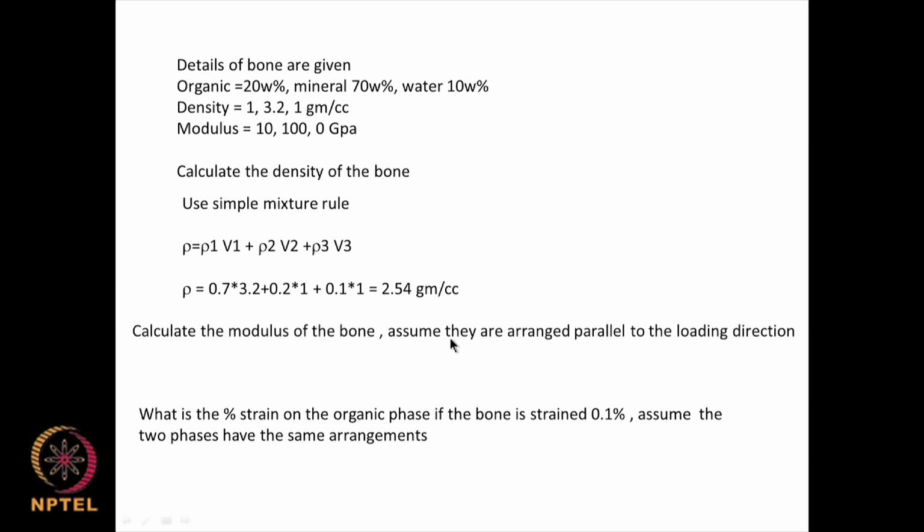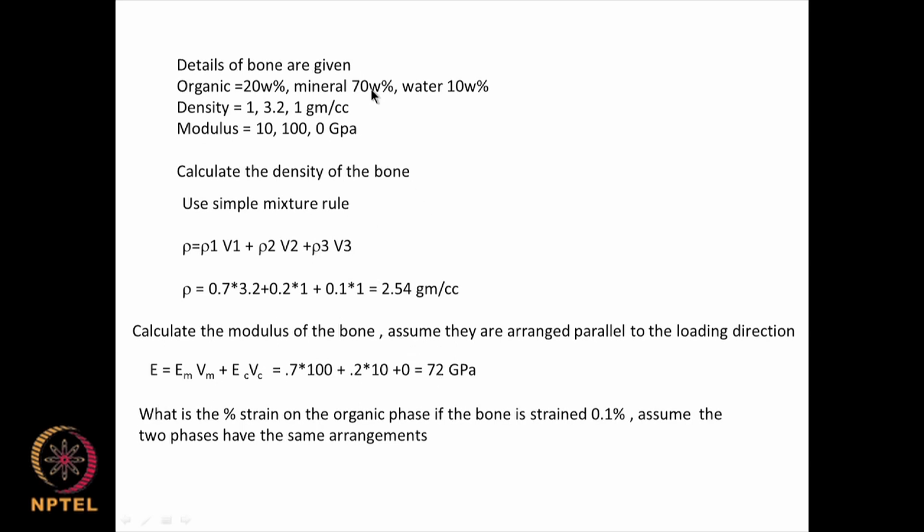Calculate the modulus of the bone, assuming they are arranged parallel to the loading direction. So obviously we can use the Voigt model. So 0.2 into 10 plus 0.7 into 100 plus 0. So that comes to 0.7 into 100 for the mineral, 0.2 into 10 for the organic, and 0, that gives you 72 gigapascal. So the modulus of the bone is 72 gigapascal.